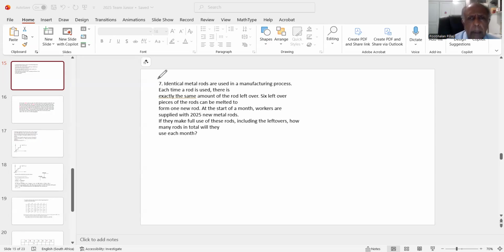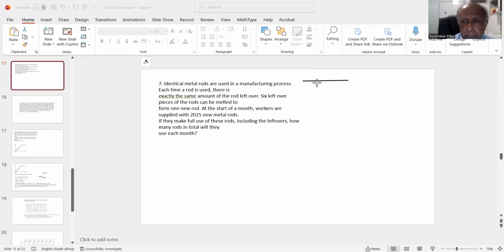The next question reads as follows, question 7. Identical metal rods are used in a manufacturing process. Each time a rod is used, there is exactly the same amount of rod left over. So what this means is that each time a rod is used for manufacturing purposes, there is the same amount which is left over. The entire rod is not used.